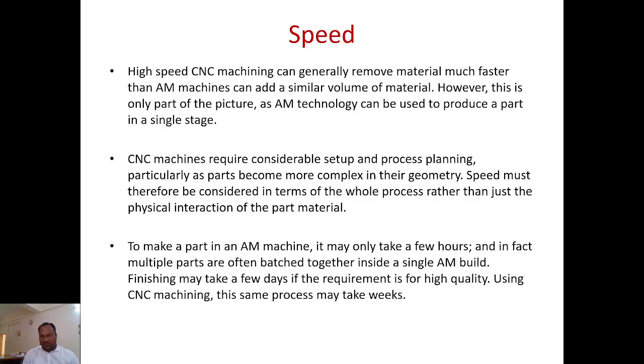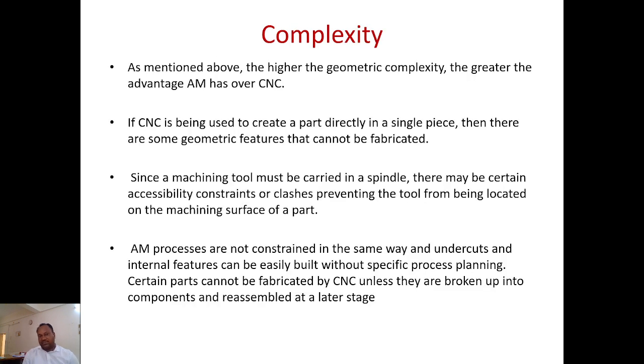Speed is a very important point of comparison between additive manufacturing and CNC. High-speed CNC machines can generally remove material obviously much faster than additive manufacturing for a similar volume of material. However, CNC machines require considerable setup and process planning before making. When the part is complex in geometry, then we have to consider the speed. To make the part in an AM machine, it may only take a few hours, and in fact multiple parts can also be built together. That is the speed.